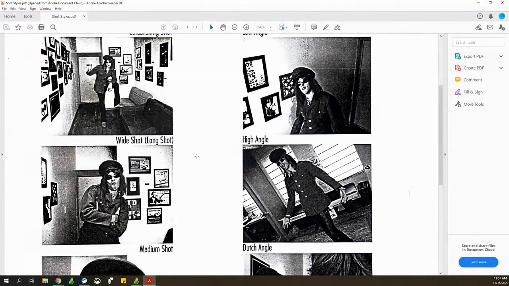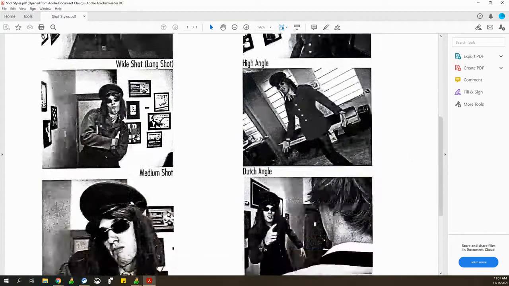The next thing is a medium shot. This means that it's showing two-thirds or half of a person's body. Okay, so can you see it's the same person, but one angle is showing a long shot and one is doing a medium shot.